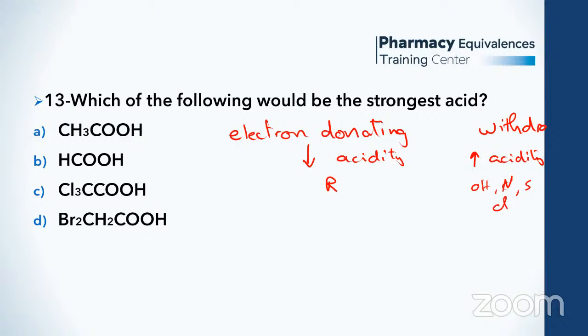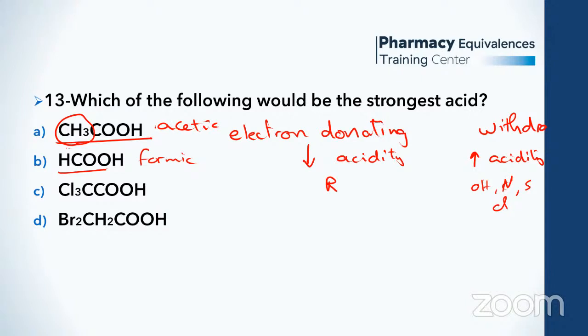So let us start to compare. Here we have acetic acid, and here we have formic acid. Which is more acidic between the two, acetic or formic? Here we have an alkyl group in acetic, which decreases the acidity. Therefore, formic is more acidic than acetic. Okay, so acetic is out of the choices.